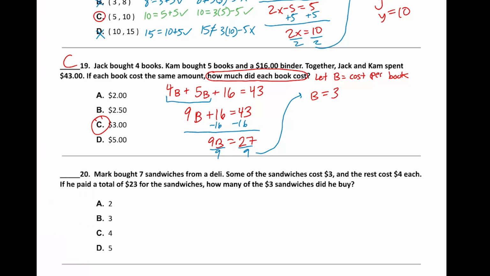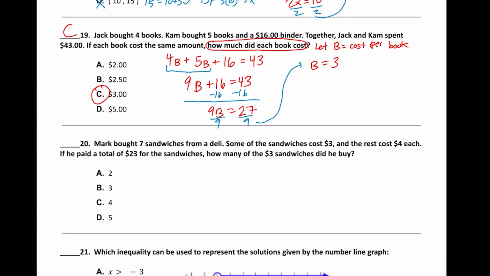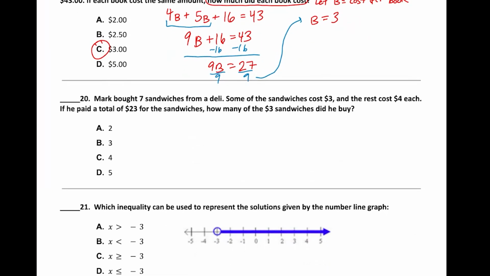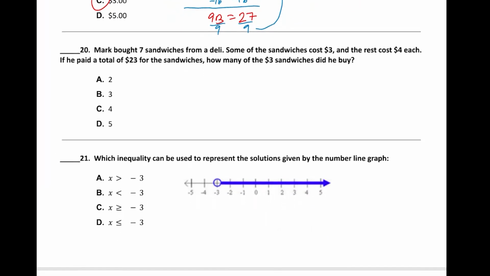You could check the answer choices on this one too. You just have to make sure that you're setting it up correctly. Like if I'm testing the first number, $2, you're going to do 4 times 2 plus 5 times 2 plus 16. If that doesn't equal $43, you know the answer is not that one, which it is not. But you could also go through all the answer choices and find the answer that way. I really want to encourage you to use that strategy too, because if you can get a few extra questions right by using that strategy, then we'll call it a win.